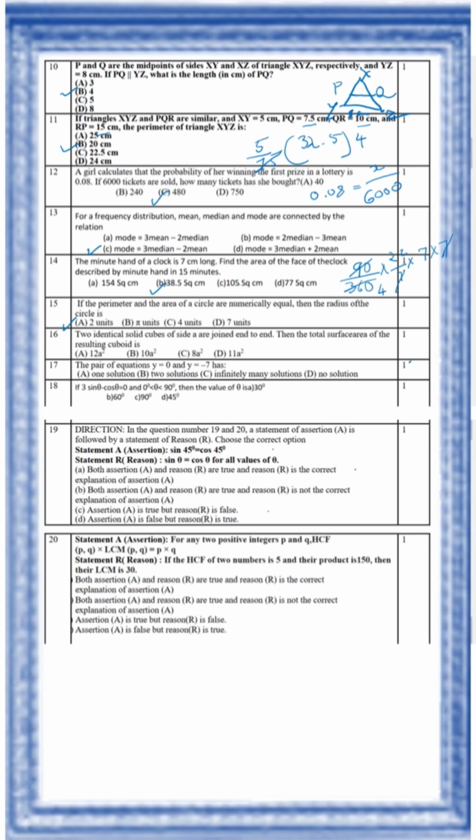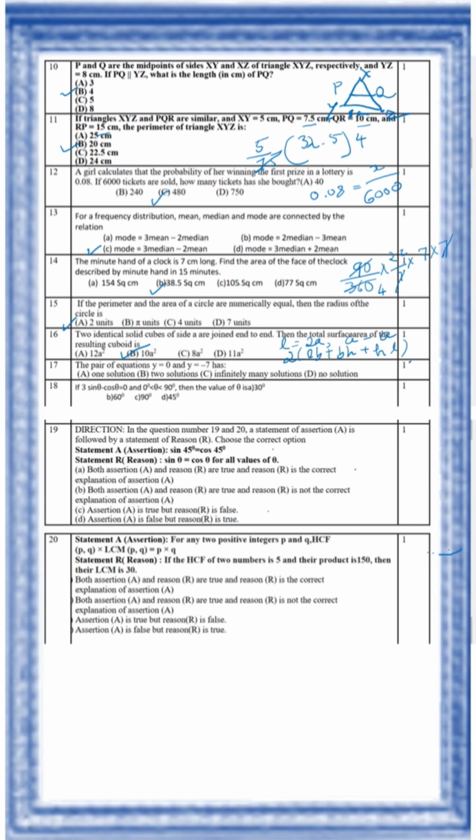Two identical solid cubes of side A are joined end to end. Then the total surface area of the resulting cuboid is? How can you calculate? Here length becomes A plus A, 2A. Breadth A. Height is also A. Now let us substitute it in the formula 2 into LB plus BH plus HL. Then we get 10A square. Option B, 10A square is correct.